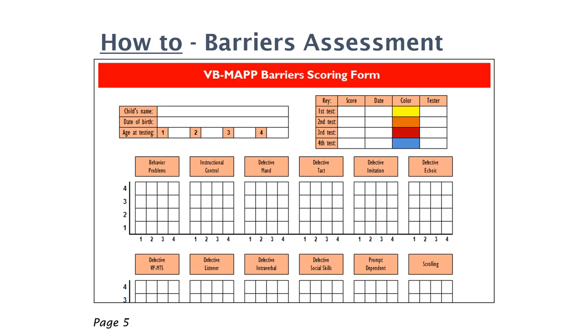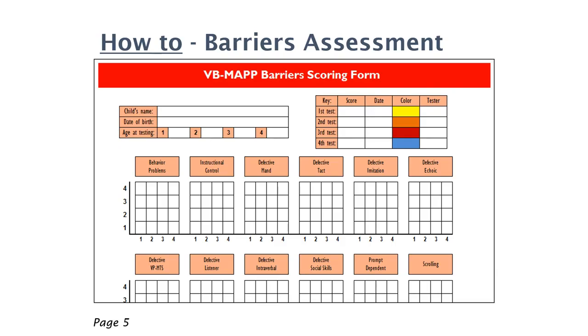This is the master scoring form for the barriers assessment. This is located in a tab on the master scoring form that you already downloaded for the milestones assessment. In the protocol book, you can find the hard copy of this form on page 25 with detailed descriptions of each barrier and the criteria for scoring the barrier as 0 through 4.